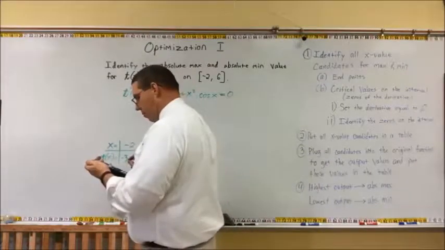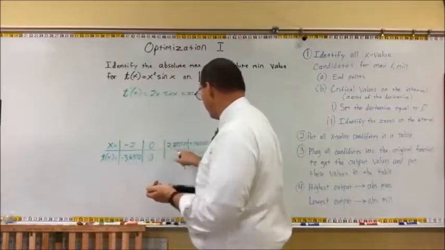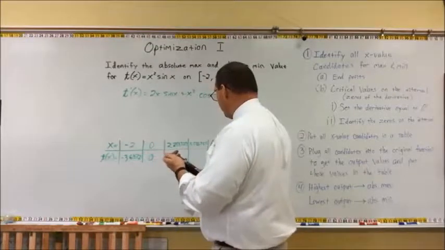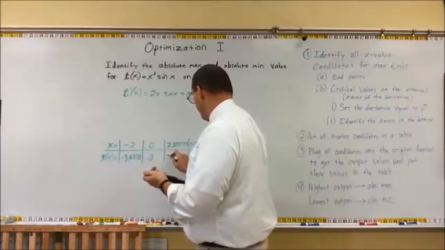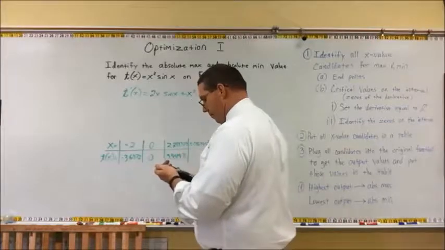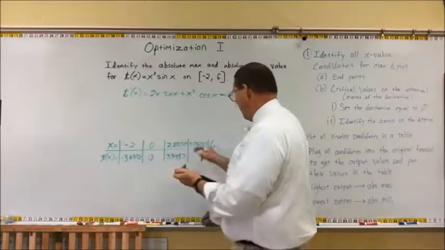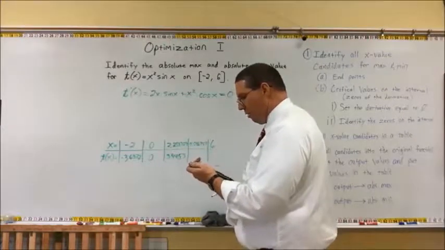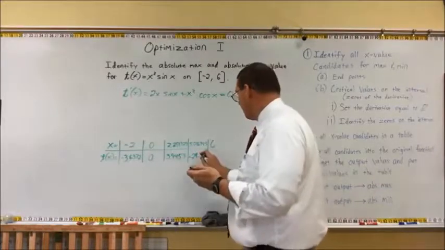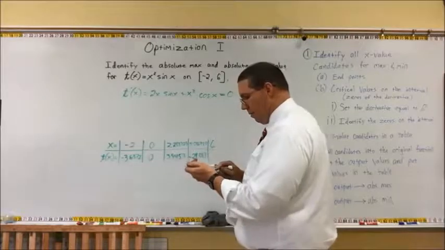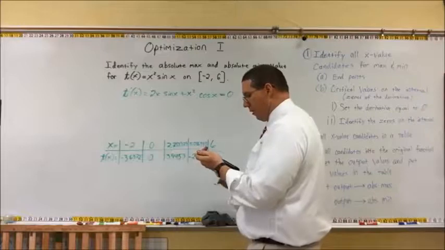-3.6372. When I plug in 0, I get 0. When I plug in 2.288929, I get 3.9453, sorry about that, 53. Now, when I key this next one in, I get -24.083. And then when I plug in 6, I get 10.059.